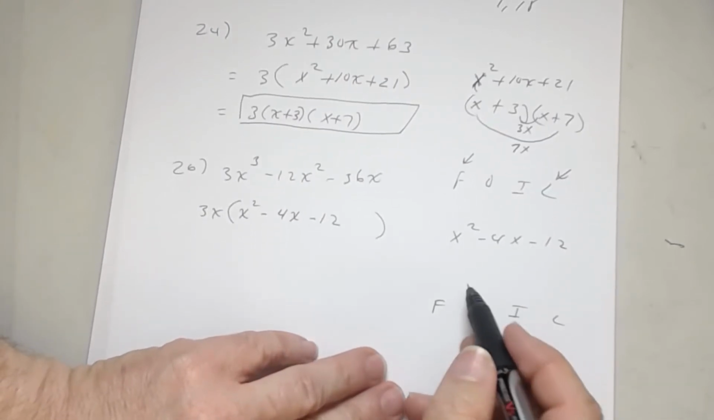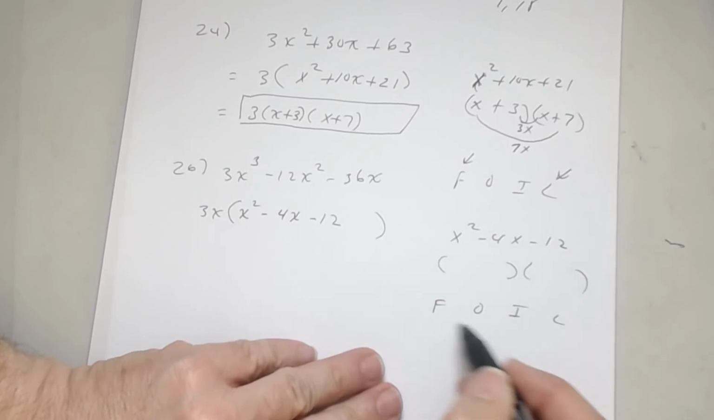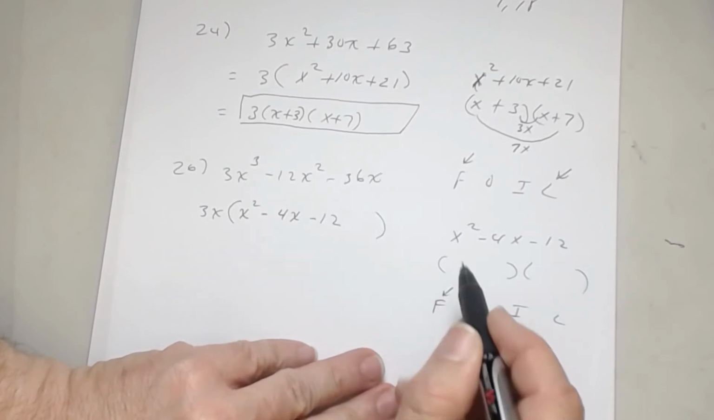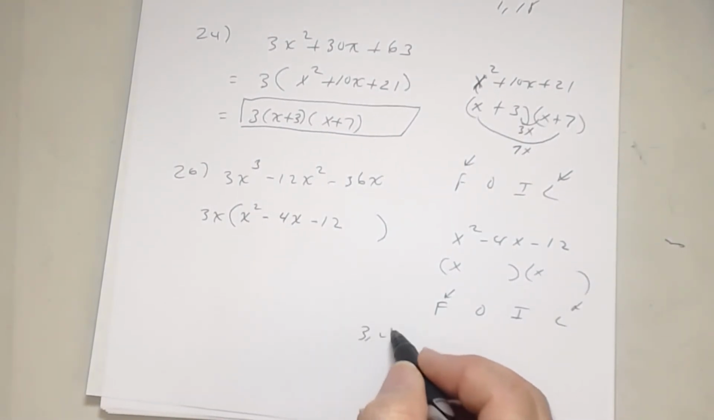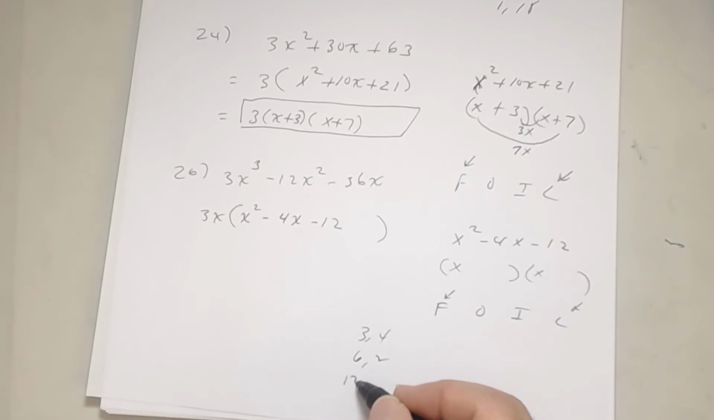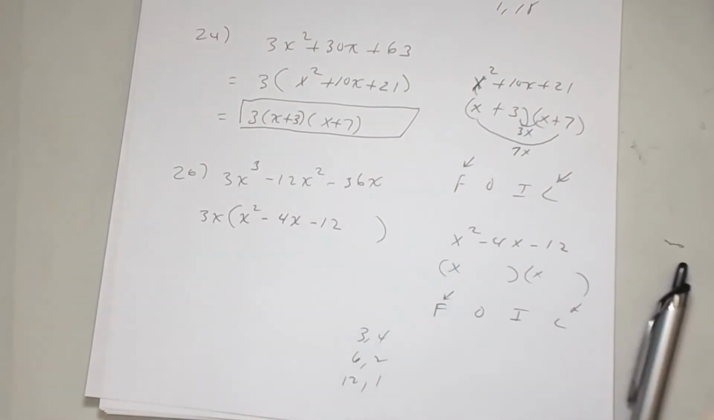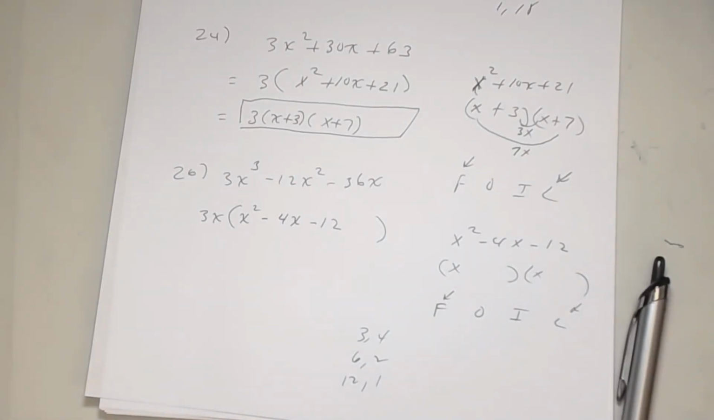When we do the FOIL, there's only one possibility for x squared. That's what? X and x. Now, the 12. There are several possibilities: 3 and 4, 6 and 2, 12 and 1, right? Now remember I said you always want to try the numbers that are close together on the number line. So you're probably going to try 3 and 4, and you're going to notice that it's not going to work. But I didn't say it worked all the time. Remember that.